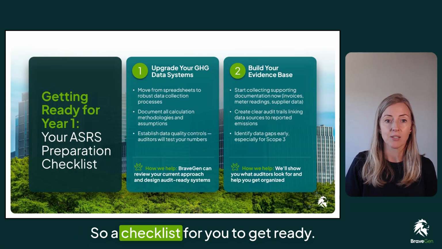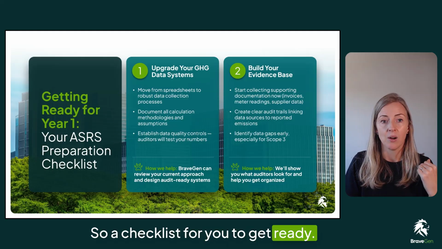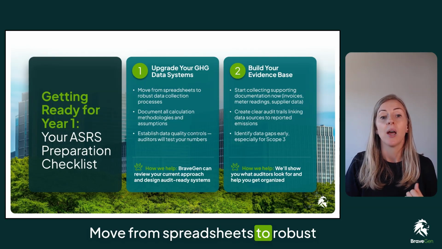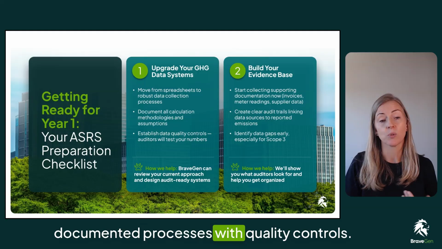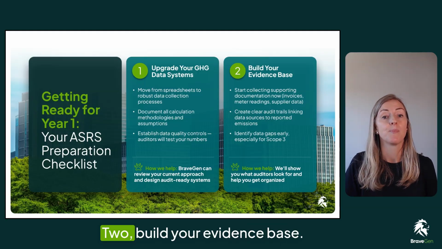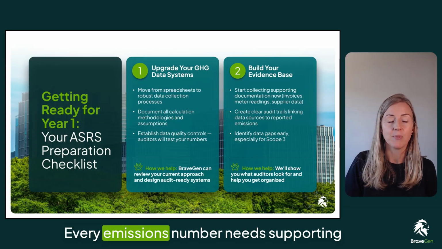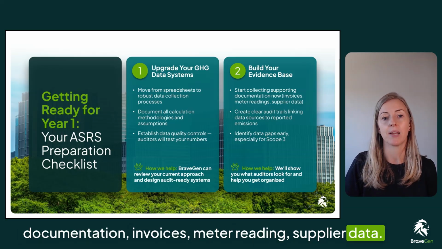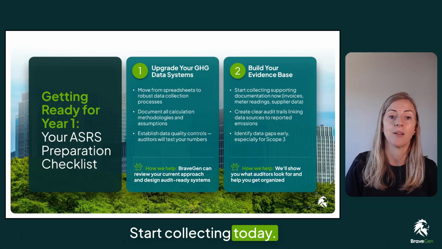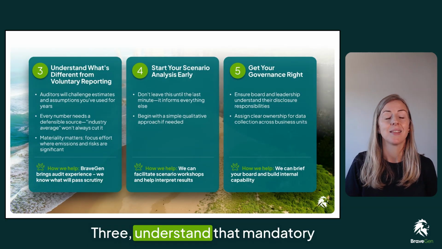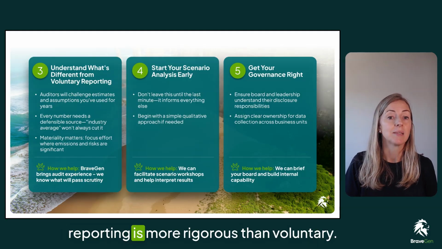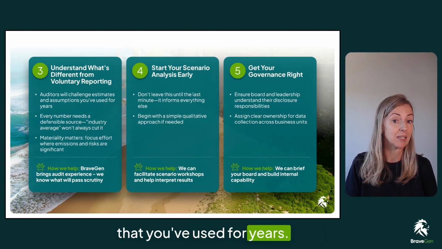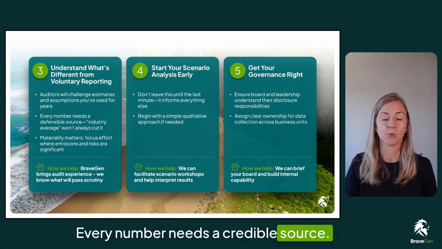So, a checklist for you to get ready. 1. Upgrade your data systems. Move from spreadsheets to robust documented processes with quality controls. 2. Build your evidence base now. Every emissions number needs supporting documentation, invoices, meter readings, supply data. Start collecting today. 3. Understand that mandatory reporting is more rigorous than voluntary. Auditors will challenge assumptions that you've used for years. Every number needs a credible source.